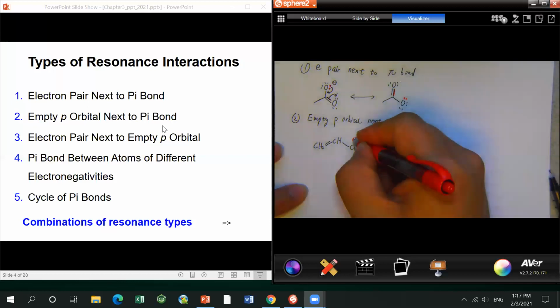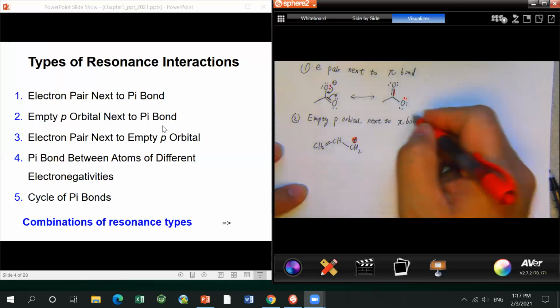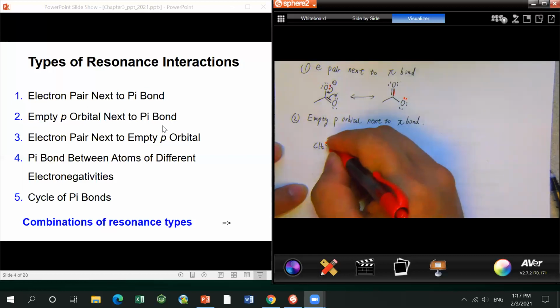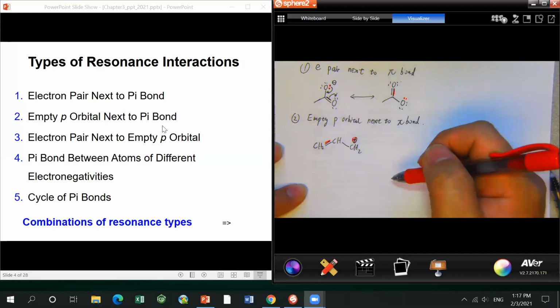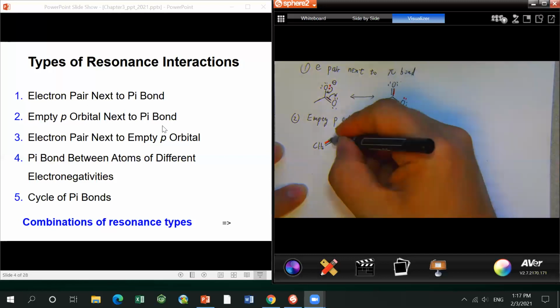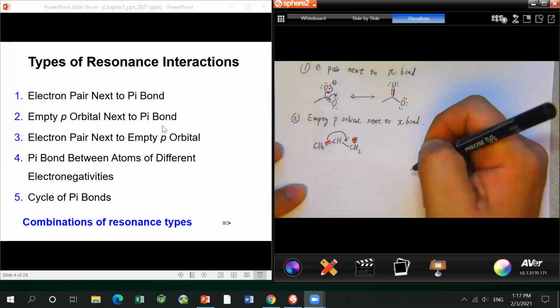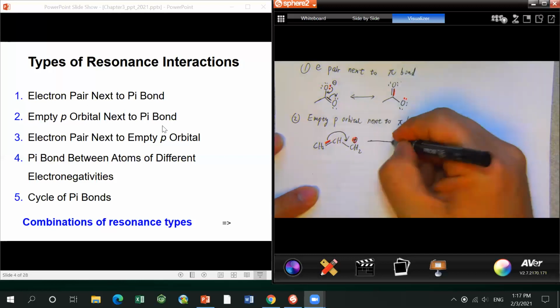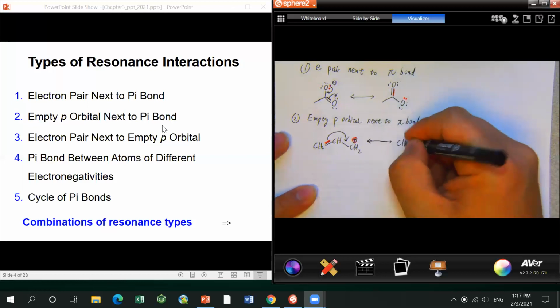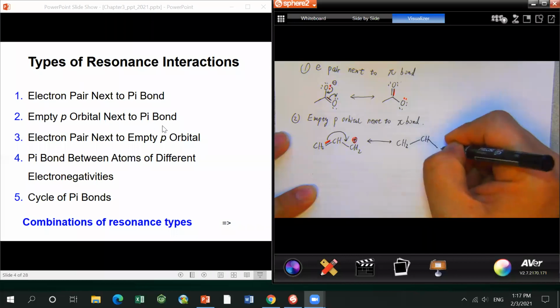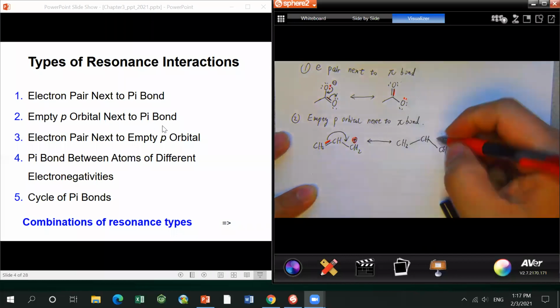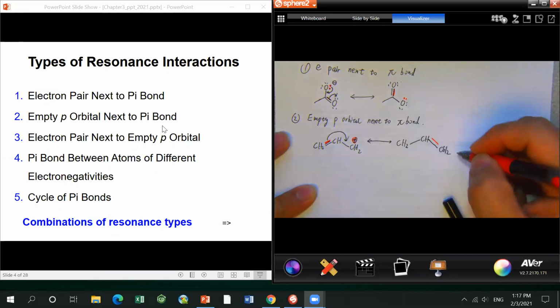So that's the empty p orbital, and then next to it is the pi bond. So this is the pi bond, still connected by a single bond. Then you can do this kind of shift: the shared pi electrons now shift to here, giving you a new pi bond. And then I'll change the color pen to show the new pi bond. Keep in mind, you need to track the positive charge.